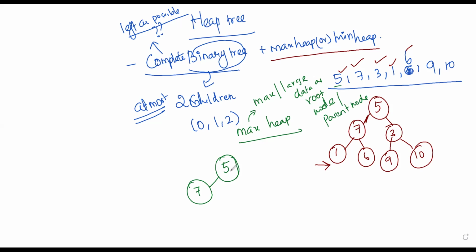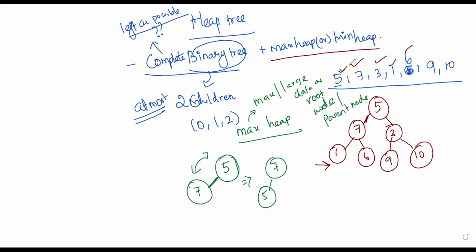So if 7 is the next data to be inserted, first insert the data as left as possible. Then check with its parent. Its parent is 5. So check whether it is larger or smaller in a max heap. If it is larger, swap it. 7 will be on top, 5 will be at the bottom. Since it's a max heap, the parent node should have a greater value than its children. That is the main concept.